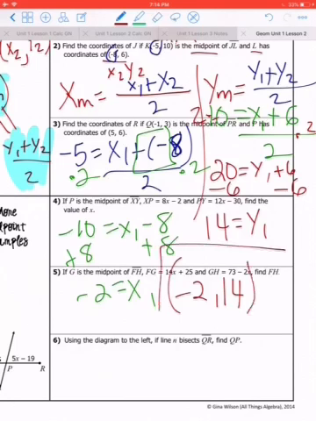You want to put your x, y in the right order, so be very careful with that. I would hate for you to mix that up and put (14, -2), but you did all of the work right. Okay?